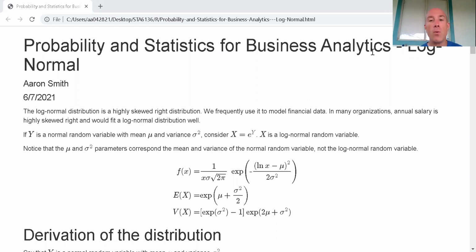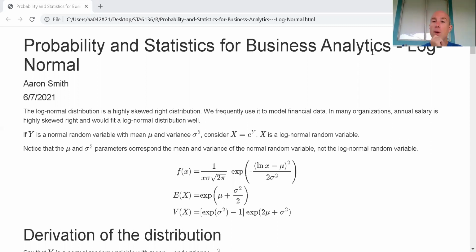We frequently use log normal to model things with money. So anytime you're dealing with something with money, finance, something like that, be ready to use the log normal distribution. Anytime you see highly skewed right, there's a chance that log normal distribution will be a good choice. For example, annual salaries within an organization frequently look like a log normal distribution.